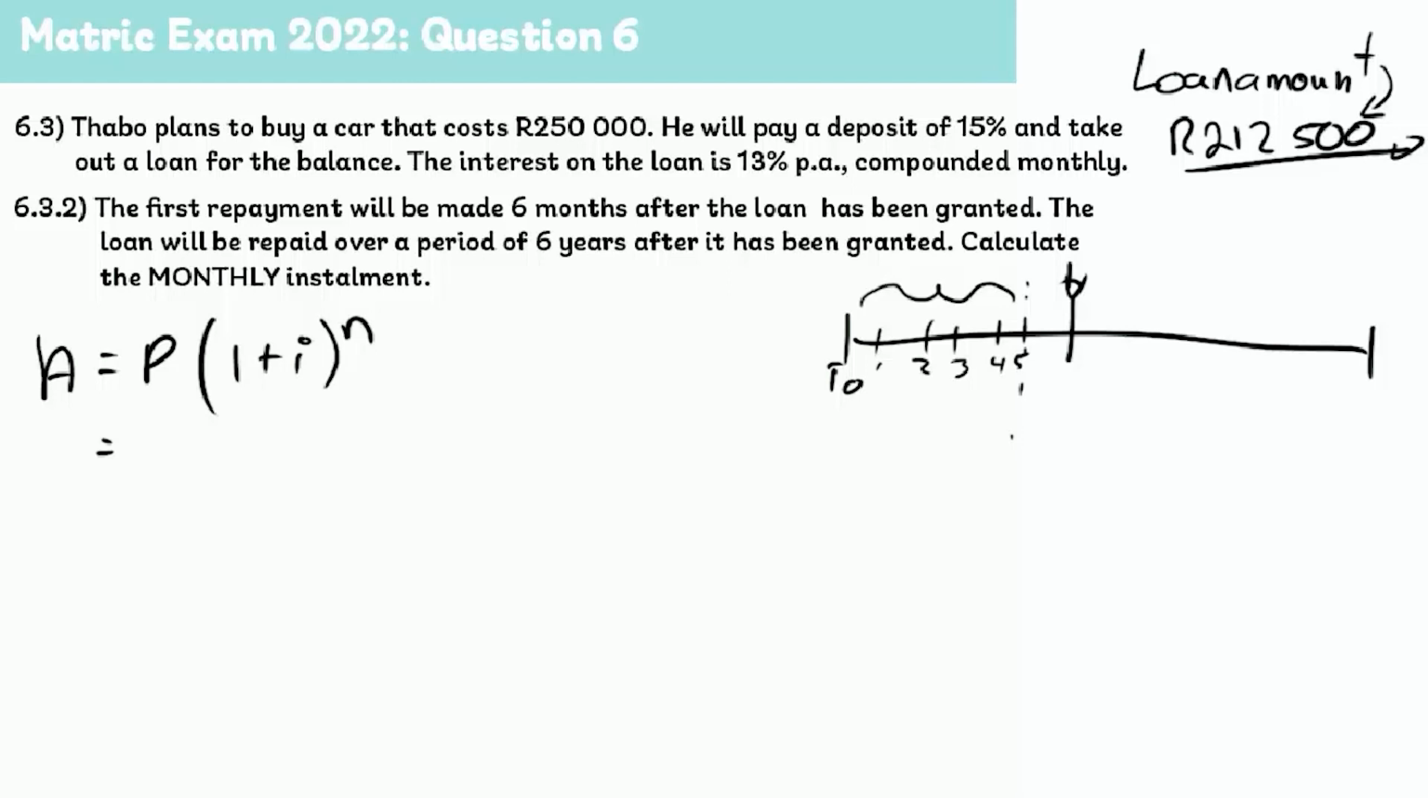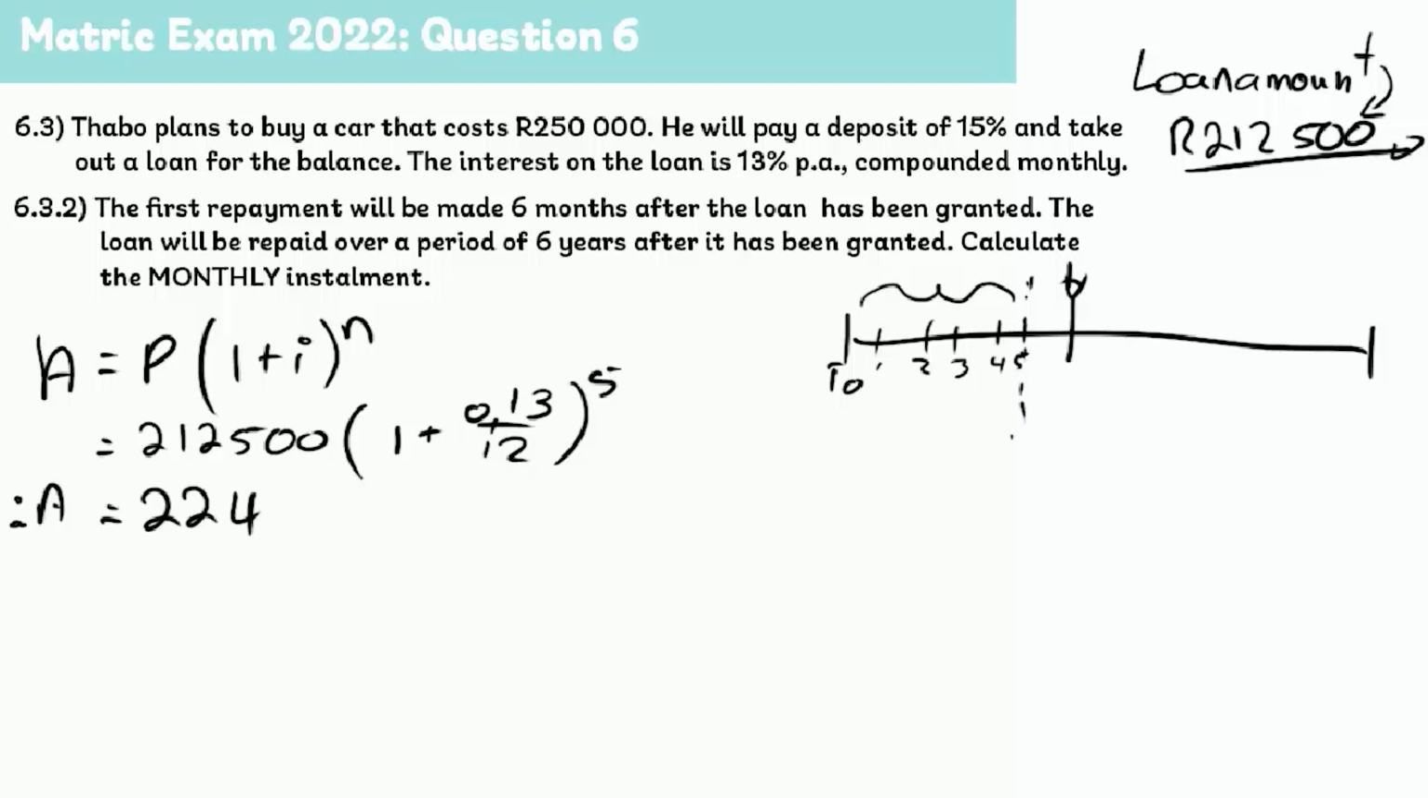P is the original amount which was loaned, which is 212,500. And then we have to add this extra part on, the interest which has been accumulated over the 5 months. It'll be 1 plus i, where i is the interest, 0.13 over 12 compounded monthly. And then how many months? It's 5 months. So it's up until 5. You punch this into your calculator, and then therefore A will equal 224,262 Rand and 53 cents.